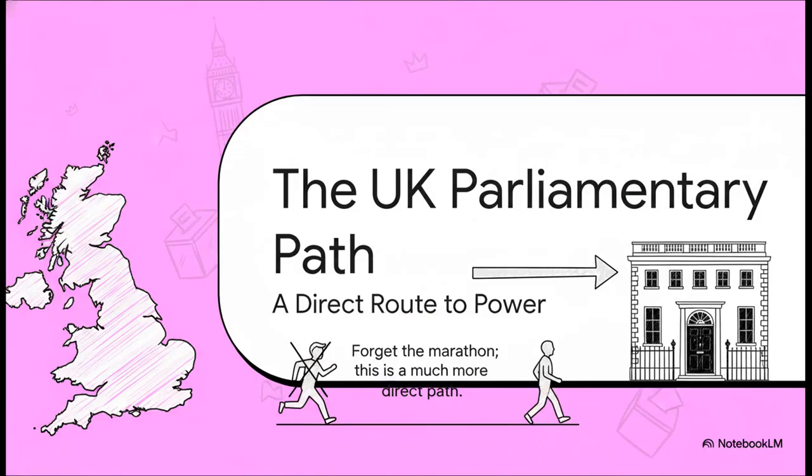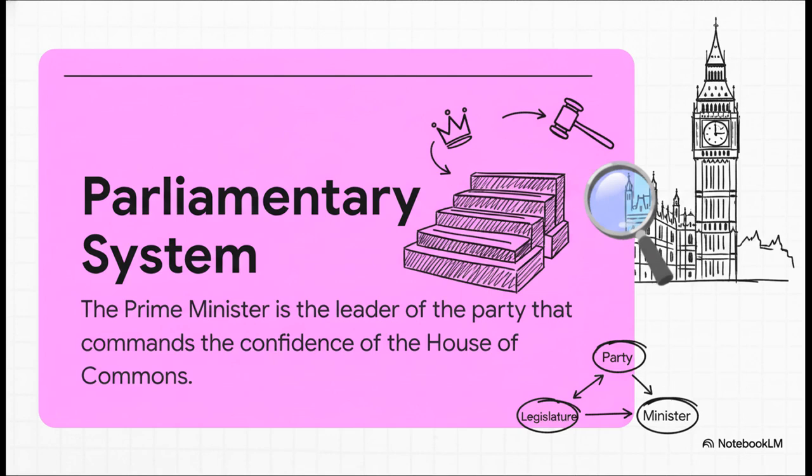Okay, now let's hop across the Atlantic to the UK, where the journey to power could not be more different. Forget the marathon we just talked about. This is a much more direct sprint to number 10 Downing Street. The UK system is built on a really simple principle. Power flows from the legislature. You don't get directly elected prime minister.